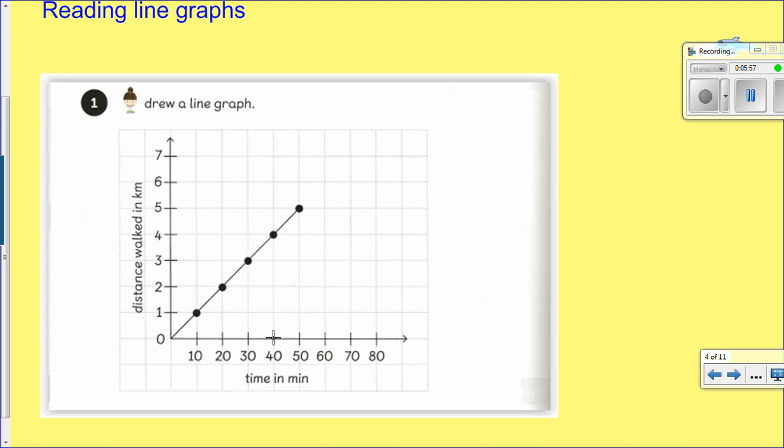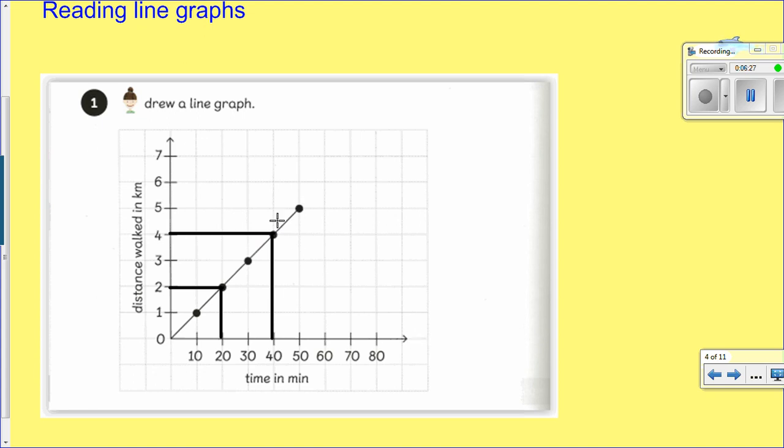I'm just going to show you what you can do with the graph. If we know that Ravi has travelled for 40 minutes, we can take a ruler and a straight line and we can go up to the line on the graph and then across and see that he had walked 4 kilometres after 40 minutes. Alternatively, if we wanted to know how long it took him to walk 2 kilometres, we can take the 2 kilometres here with a ruler and then go towards the line. When we hit the line, come straight down, and we can see that that took him 20 minutes.